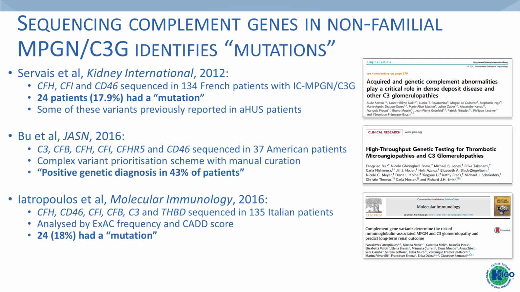What about non-familial MPGN and C3G? Well, various studies have identified rare variants in complement genes in patients with C3G and immune complex MPGN, with 18% of patients in one French series having a rare variant. In another series, 43% of patients, a mixture of C3 glomerulopathies and thrombotic microangiopathies, and in an Italian series, around 18% were found to have a rare complement variant sequencing these various complement genes.